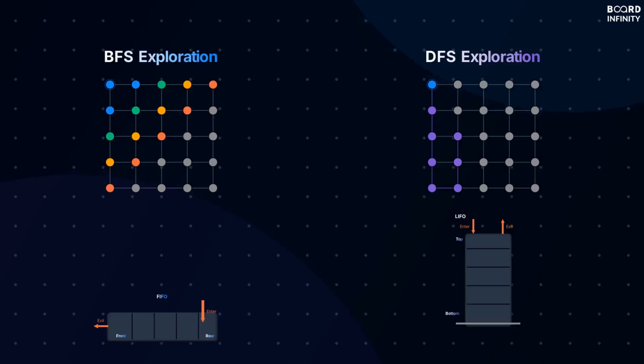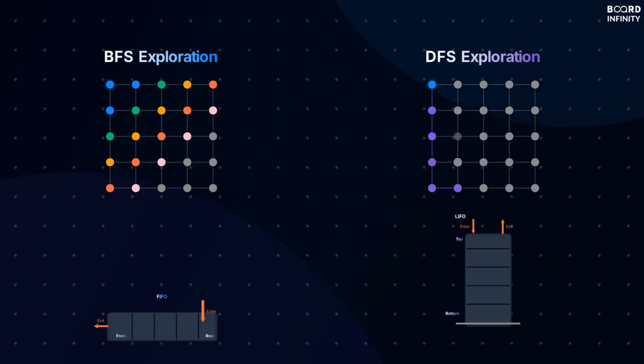DFS, on the other hand, prioritizes depth. It explores as far as possible along each branch before backtracking. This approach is useful for uncovering a path quickly, but not necessarily the shortest one. Observe the distinct patterns. BFS expands like ripples, finding the shortest paths by exploring layer by layer. DFS dives deep, exploring one branch fully before backtracking, making it suitable for different kinds of problems, such as finding any path or exploring all components of a graph.